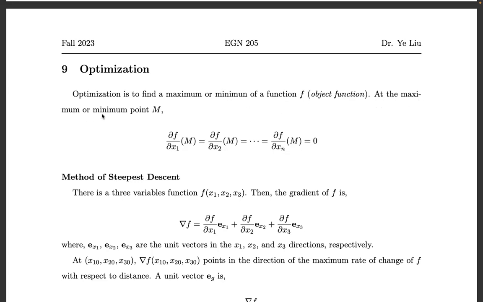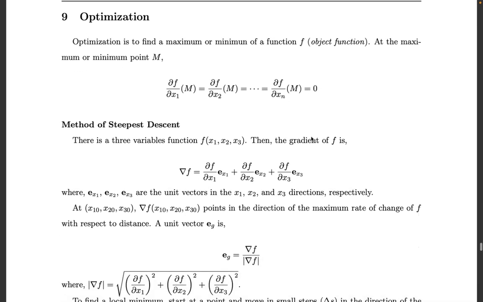At a maximum or minimum point m, partial f by partial x1 at the point m equals partial f by partial x2 equals partial f by partial xn equals 0. So the first partial derivatives at the point m are 0. To find a maximum or minimum, we usually use this algorithm, the steepest descent algorithm.